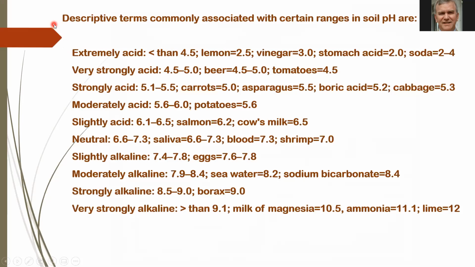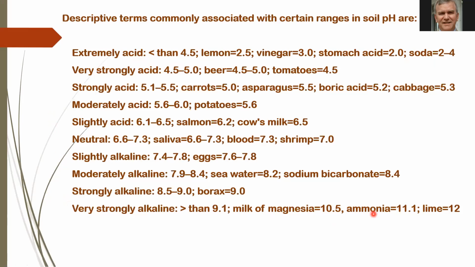Here are descriptive terms commonly associated with certain ranges in soil pH, and I will go through them rather quickly. Extremely acidic, like in these examples we see here, and you can read the examples: lemon, vinegar, stomach acid. Very strongly acidic, moderately acidic, slightly acidic, neutral, slightly alkaline, moderately alkaline, strongly alkaline, and very alkaline.